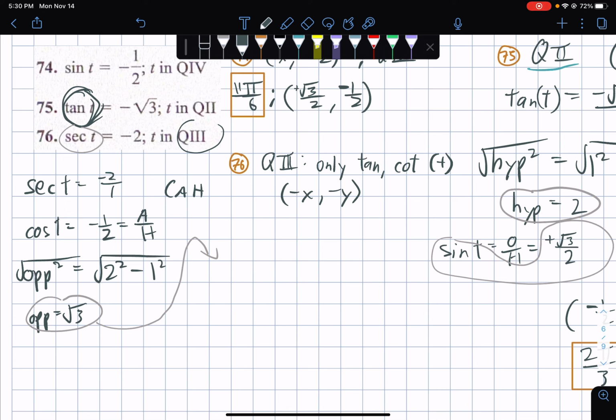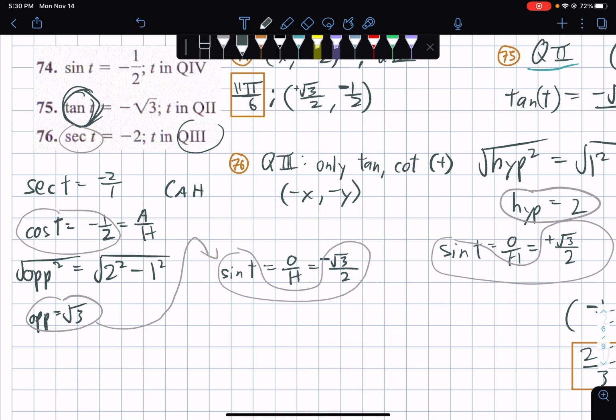So we now know that cosine is negative 1/2. So what is sine? Sine is O over H. Opposite side is square root of 3 and H is 2. And because quadrant 3 explains that x and y are negative, sine is negative here.